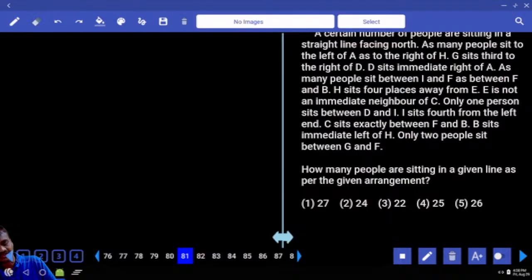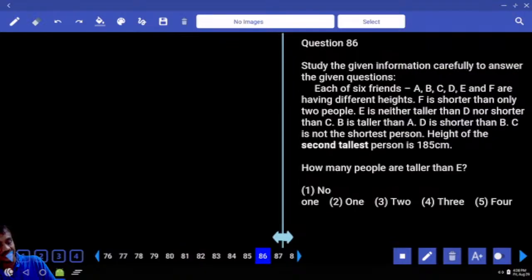Now this one, questions 81 to 85, must be done under the second priority. Then 86 onwards, 86 to 88, is a comparison, definitely under the first priority. Now how many persons are there? 6 persons.